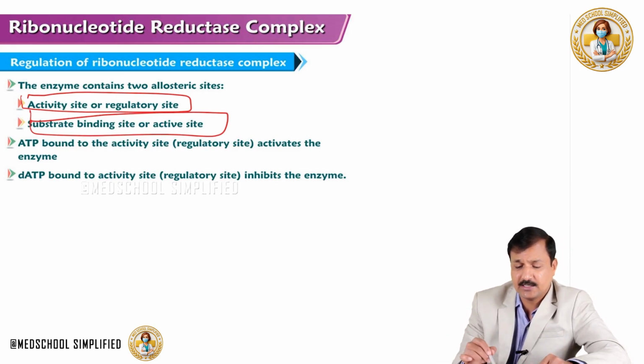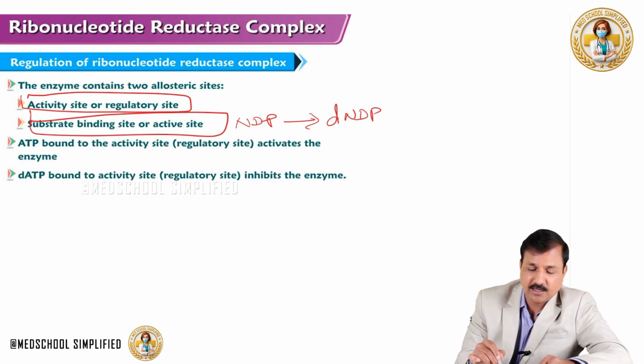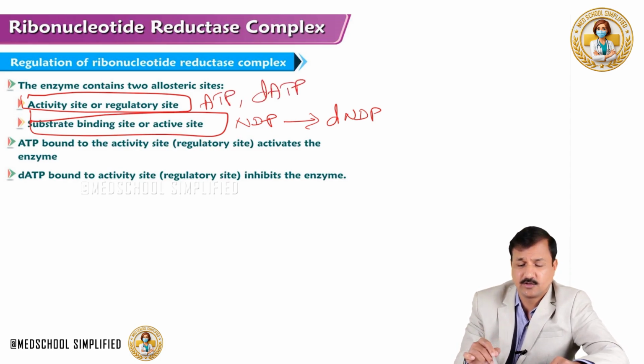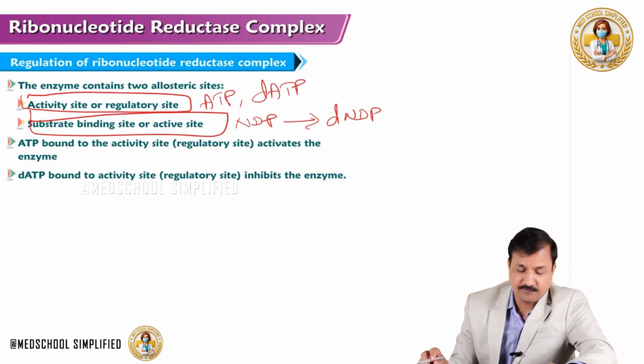So at the active site, nucleotide diphosphates will go and bind, so that they will be converted into deoxynucleotide diphosphates. Whereas at the activity site or regulatory site, regulatory molecules will go and bind. Like ATP is a regulatory molecule, dADP is a regulatory molecule. All these regulatory molecules will go and bind to the regulatory site and modulate the activity of the enzyme.